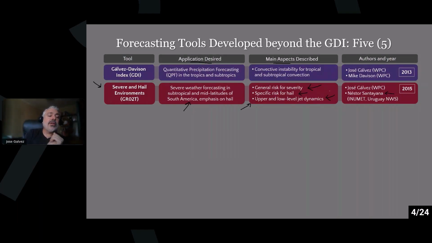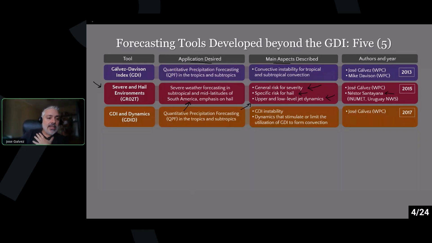The next one that we developed was the GDI and dynamics. Some of you may have seen that we had a version of the GDI called the enhanced GDI on the WPC website. We decided to decommission that version, or at least deprecate it for a while, because we need to do more documentation and research on the eGDI. So what we did on the International Desk website was to switch back to the GDI, but keep the dynamics included. And why do we want this GDI and dynamics?